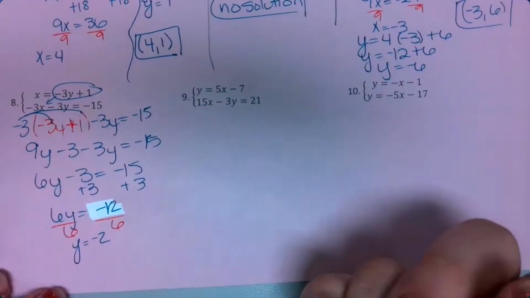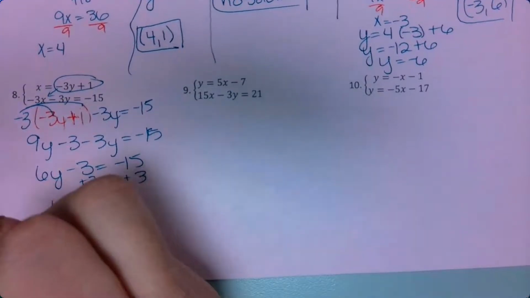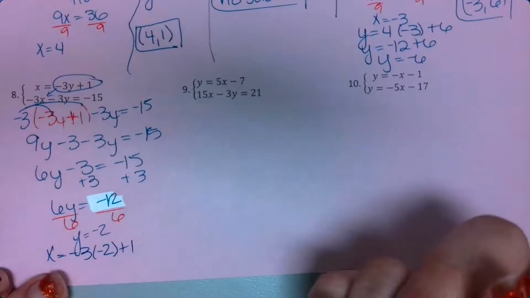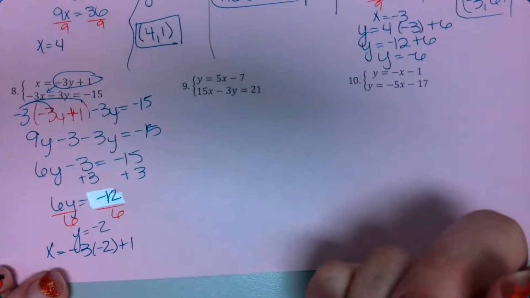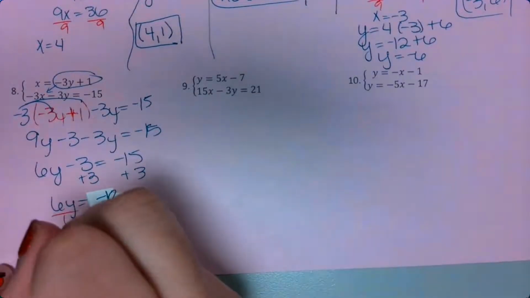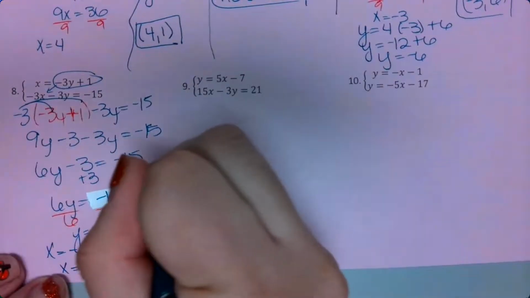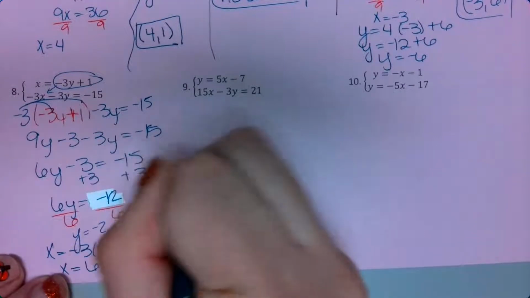So I'm going to plug into my top equation. I have x equals negative 3 times negative 2 plus 1. Negative 3 times negative 2 is 6. 6 plus 1 equals 7. So my answer here is 7 comma negative 2.